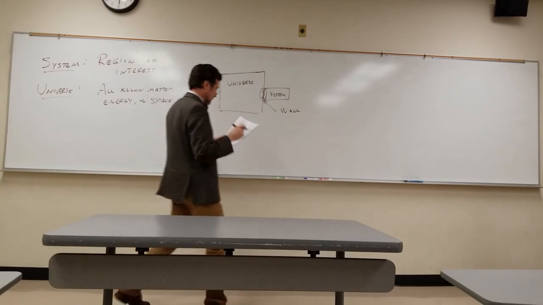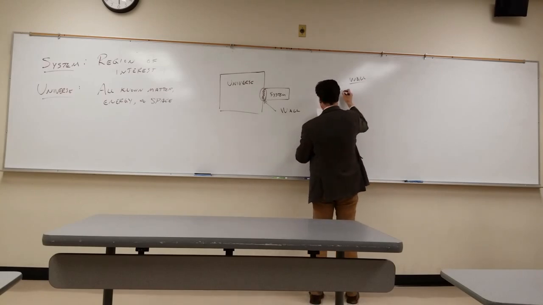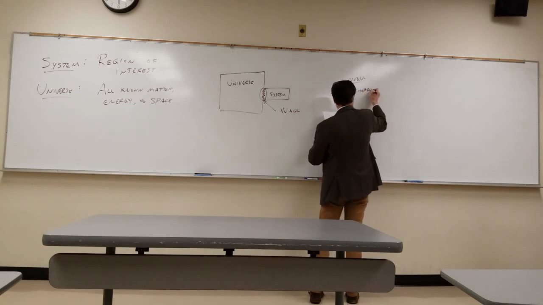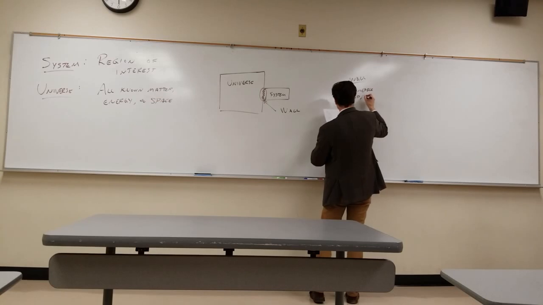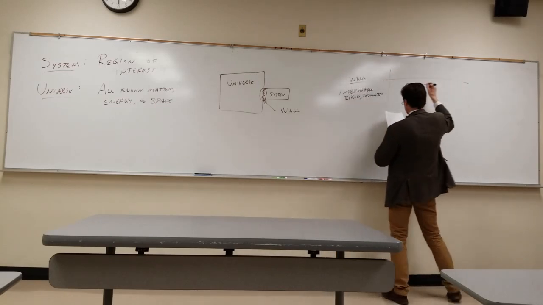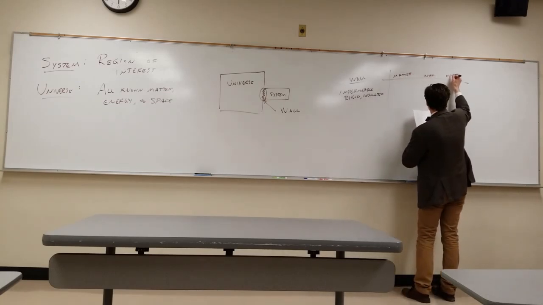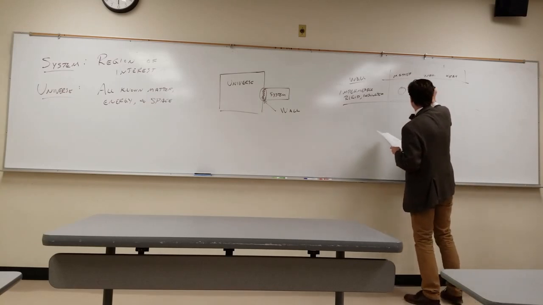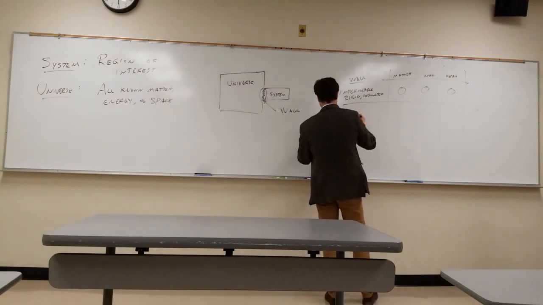So, for example, we can have a wall that is impermeable, rigid, and insulated, and in that case matter, work, and heat do not pass through.